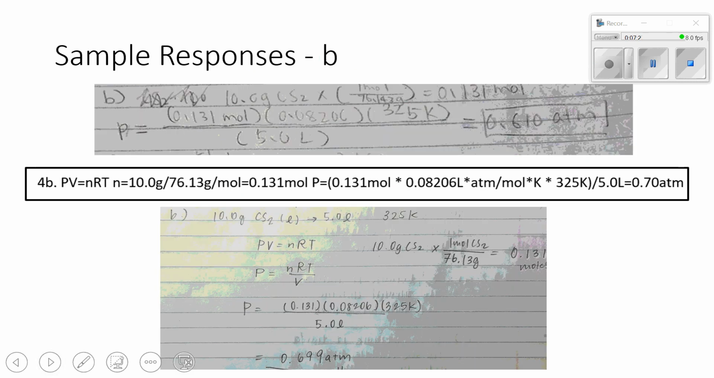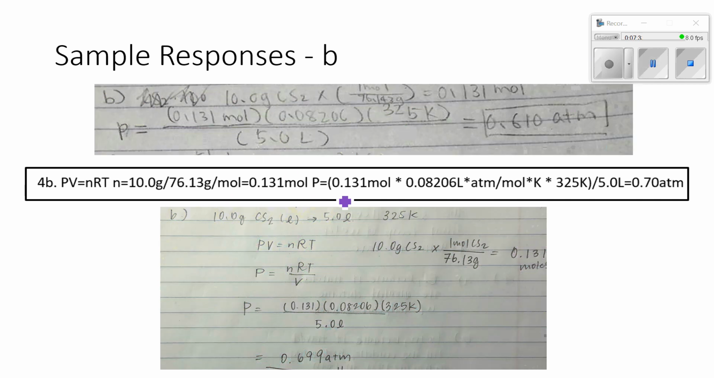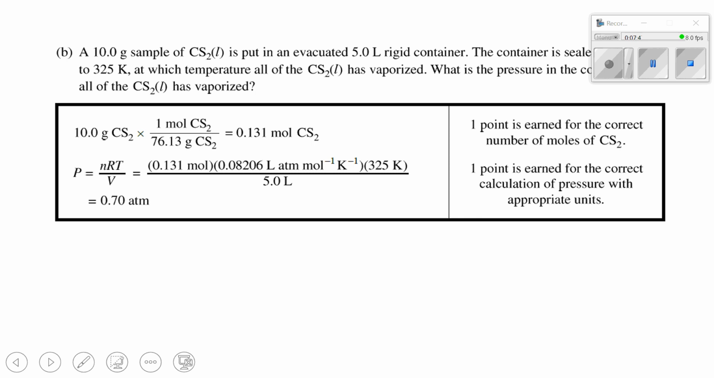And I will show you an answer here. So we converted our grams into moles, and then we plugged that into PV equals nRT here. And we have the same setup. We got slightly different numerical answers on some of these ones. With sig figs, you should end up with 2 sig figs in your answer because your volume only has 2 sig figs in it. And you never know which question you're going to be graded for sig figs on.